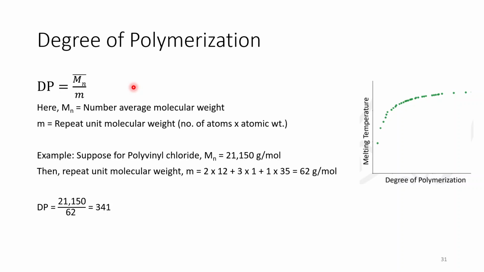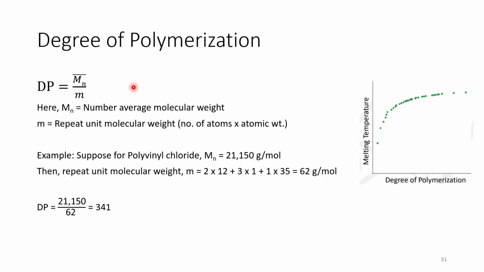Next is degree of polymerization, DP. So it is given as Mn upon m, where Mn is given as number average molecular weight, m is repeat unit molecular weight, which can be given as number of atoms times atomic weight.